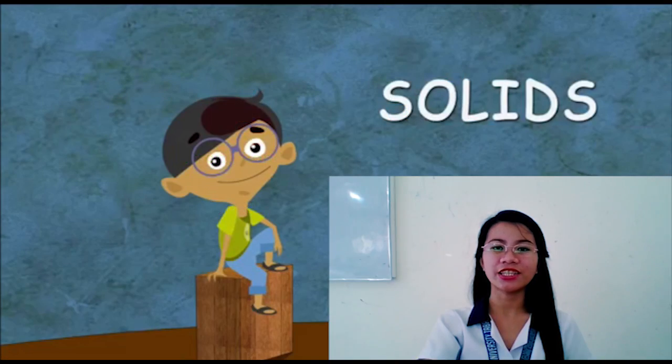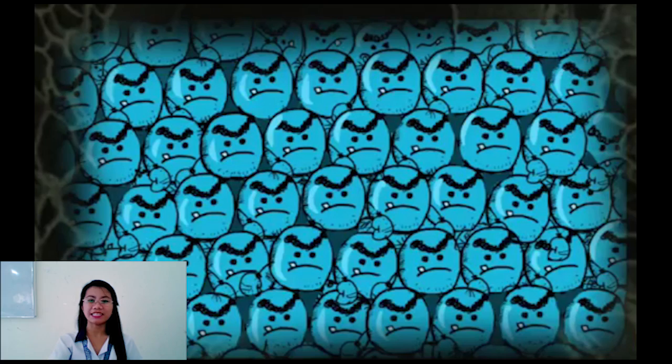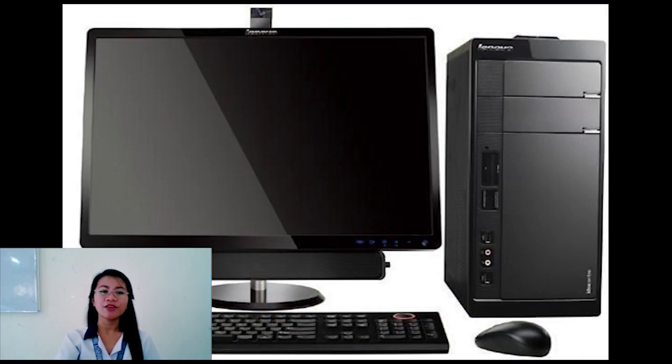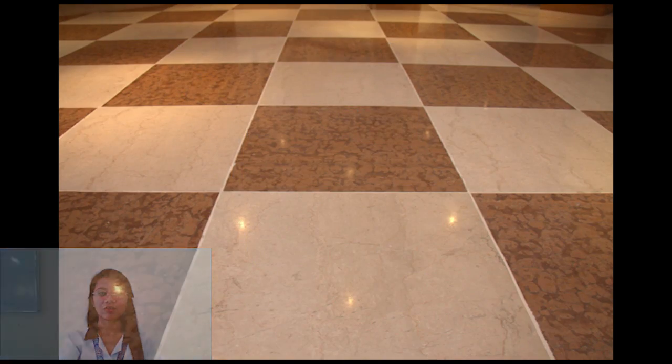A solid has a certain size and shape. It was also said that solid molecules are compressed all together without space gapping in between them. Examples are the wood block, your computer, the desk, and the floor.